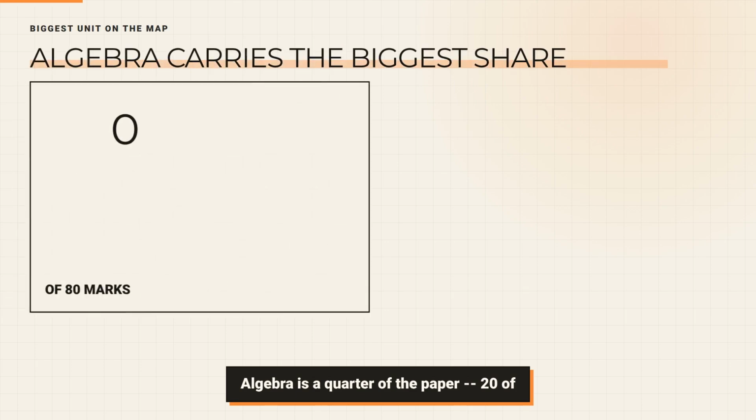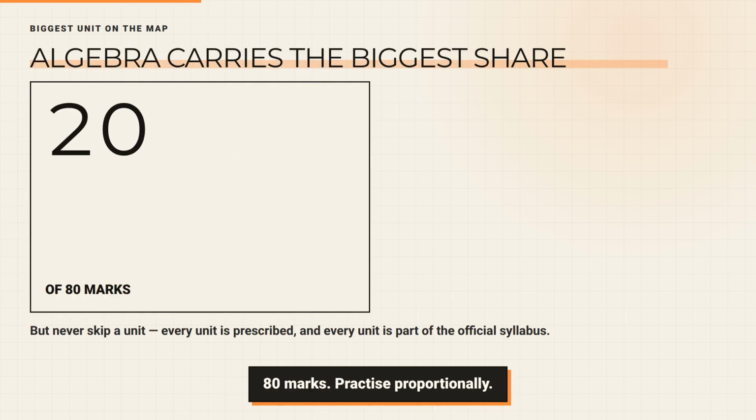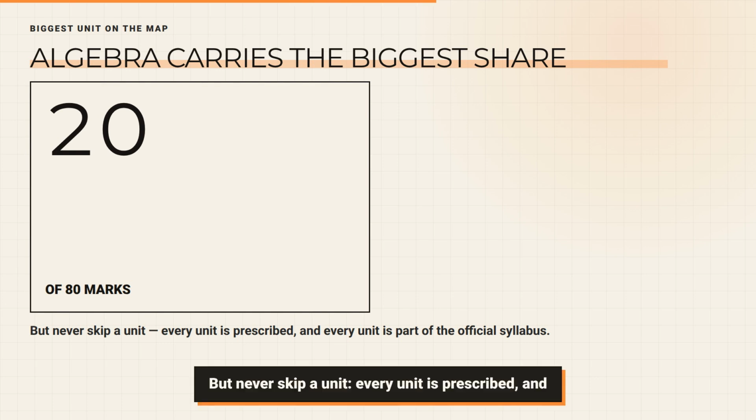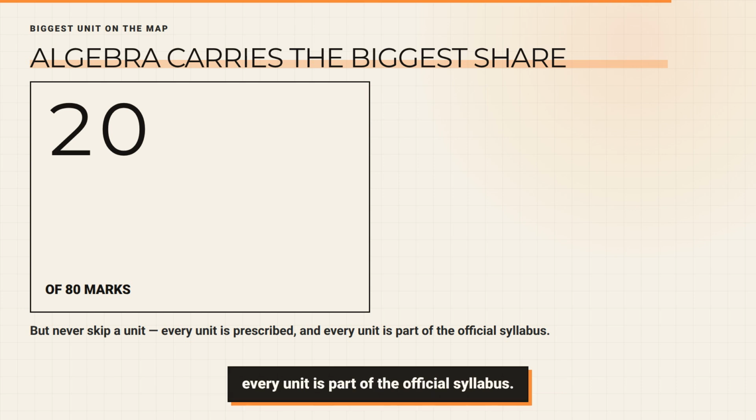Algebra is a quarter of the paper, 20 of 80 marks. Practice proportionally, but never skip a unit. Every unit is prescribed, and every unit is part of the official syllabus.